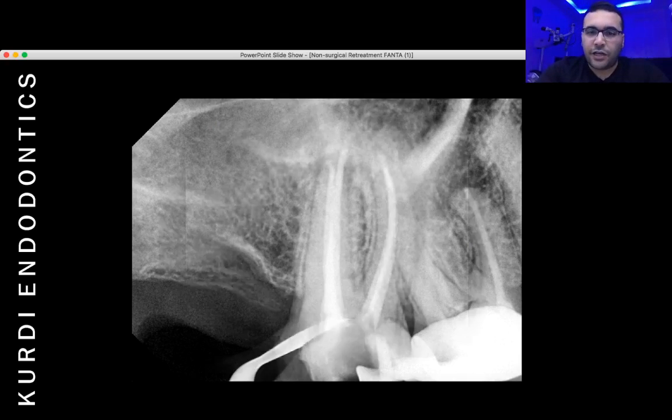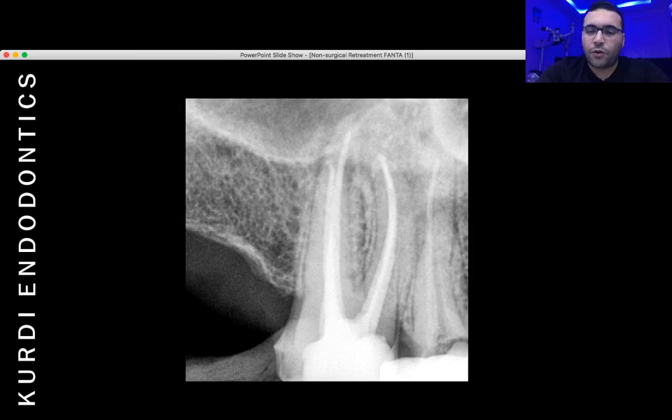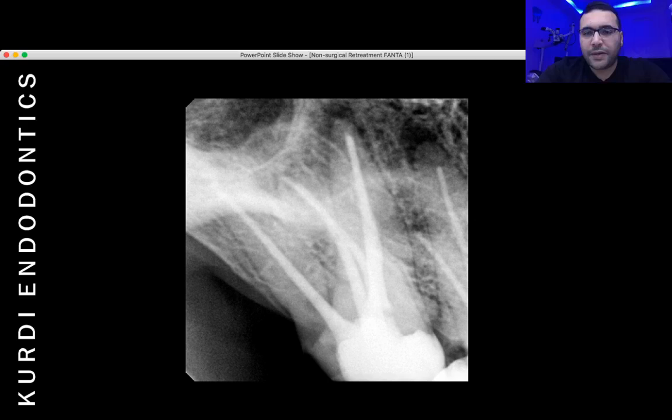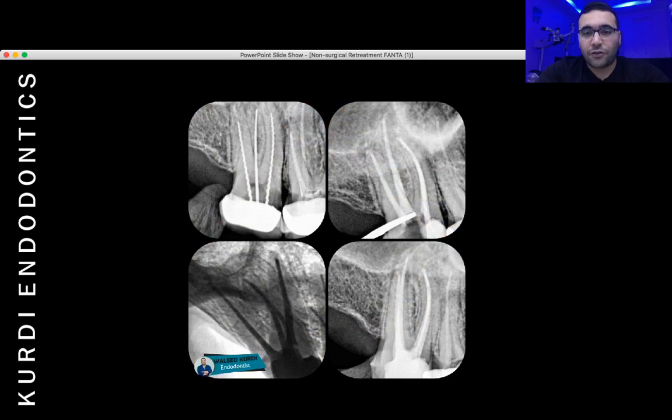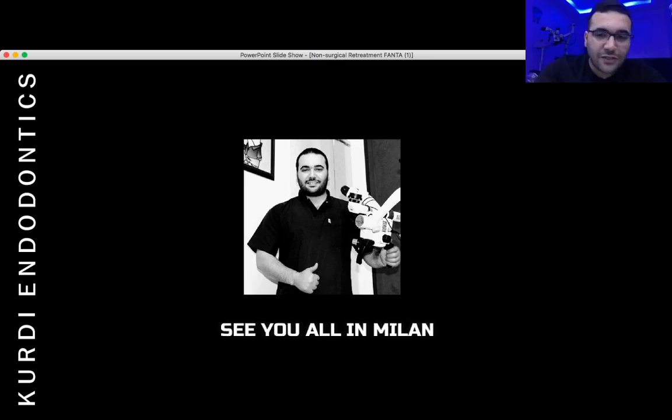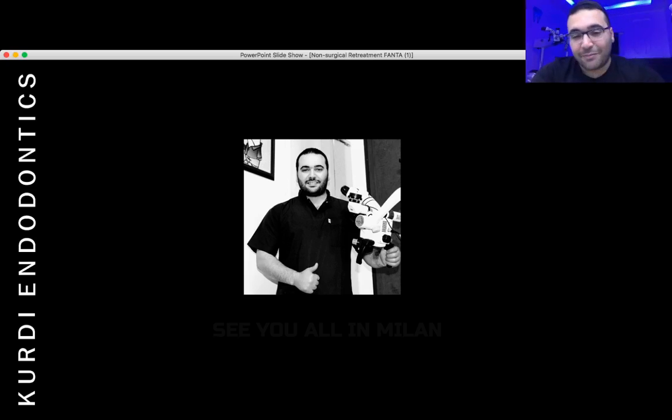And here is the post-op X-ray with the MB2, and everything is fine. So from the origin, why put files? Honestly, I don't know. Here you can see an H file in the mesiobuccal, an H file in the distobuccal, and a K file in the palatal. But what about MB2? Why didn't you put a file in the MB2? Anyhow.